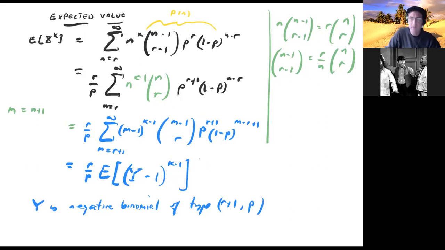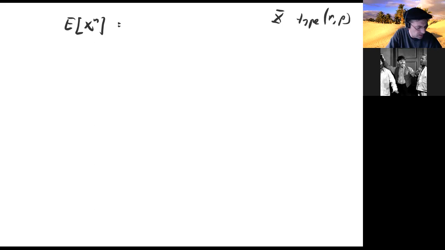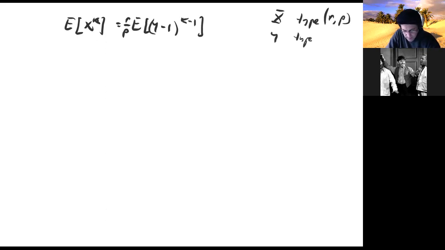Okay, so let me save the slide and go to a clean slate here. Okay, so what did we get? We got the expected value of X to the k, where X is negative binomial of type r comma p, is given by r over p times the expected value of Y minus 1 to the k minus 1, where Y is of type r plus 1 comma p.